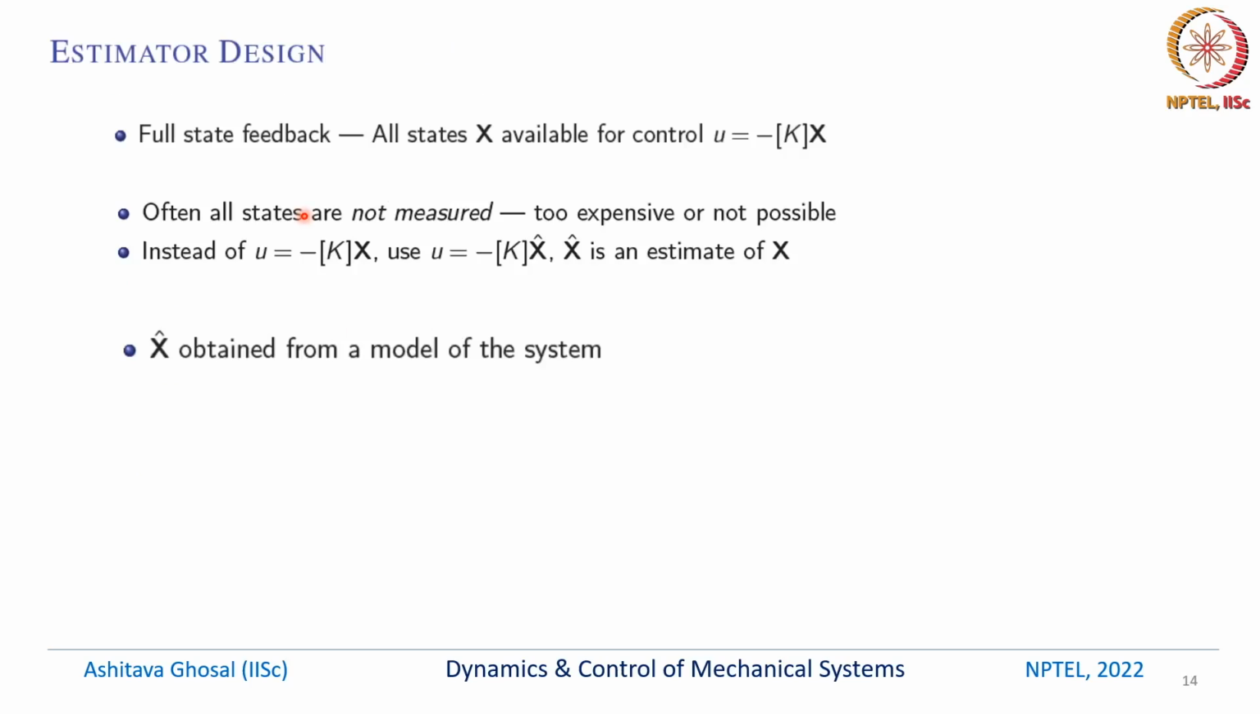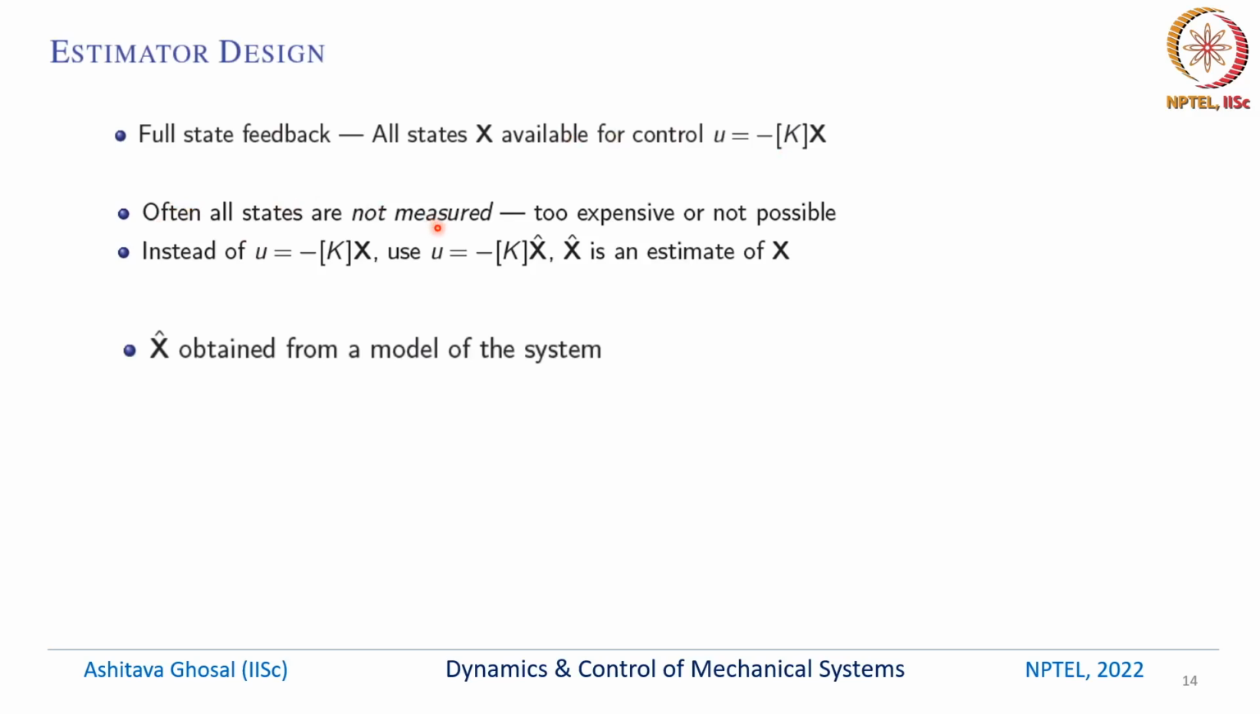Let's now continue, and we come to this very important topic called estimator design. Till now we assumed that all the state variables are available for control. This is also called full state feedback. Basically we have u equals minus kx, so we could measure all the state variables. There are n of them, and we could find k1 through kn to get some desired closed loop polynomial.